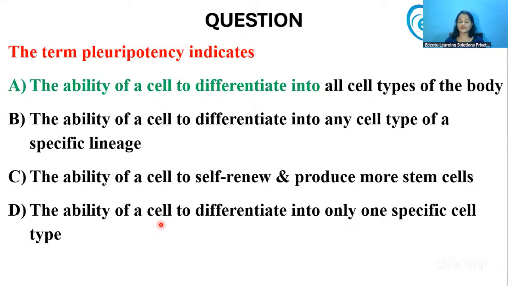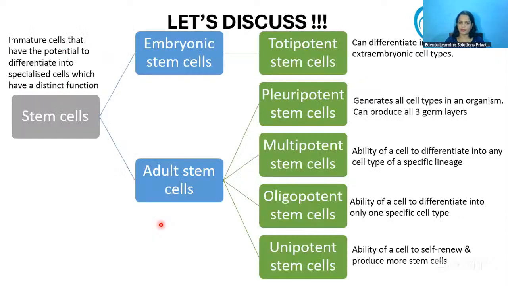To describe pluripotency, first you should know about stem cells and the different types of stem cells. Stem cells are the primitive cells. They are the most immature cells, and they have the potential to differentiate into any specialized cell with a distinct function. Stem cells are like the primitive cells in the organism formation stage, like the zygote. The zygote can be considered a stem cell.